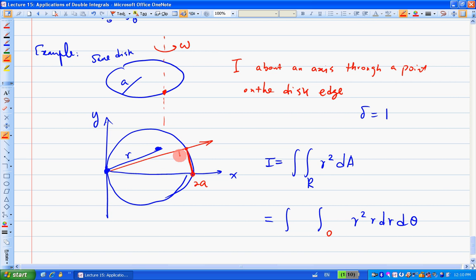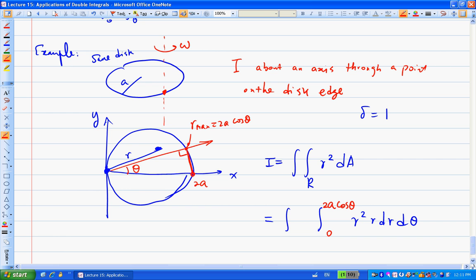It's a right triangle. And what's this value here? Theta. So now, can you find a relationship between your R max and 2a, which is what? 2a cosine theta. So your R max is equal to 2a cosine theta.